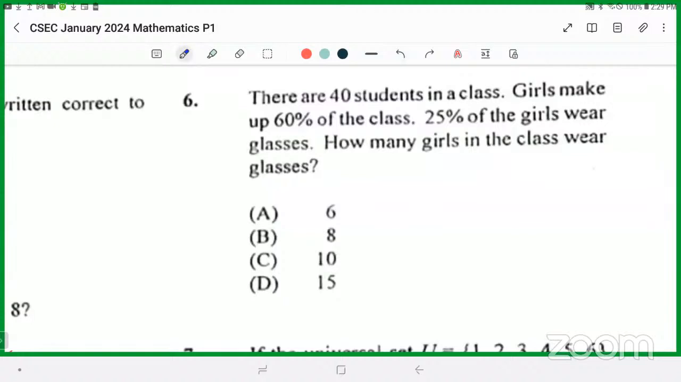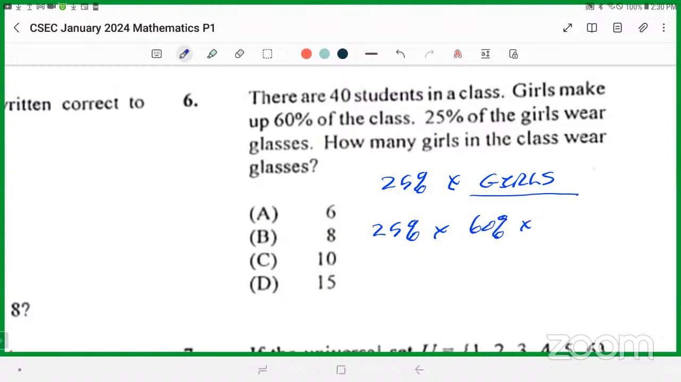All right, let's put it this way. How many girls wear glasses? 25% of the girls. That's what we want. Those are the ones who wear glasses. But who are the girls? The girls are 60% of the students. And so we can extend this and say, okay, we therefore want 25% times, and the girls represent 60% of the students.